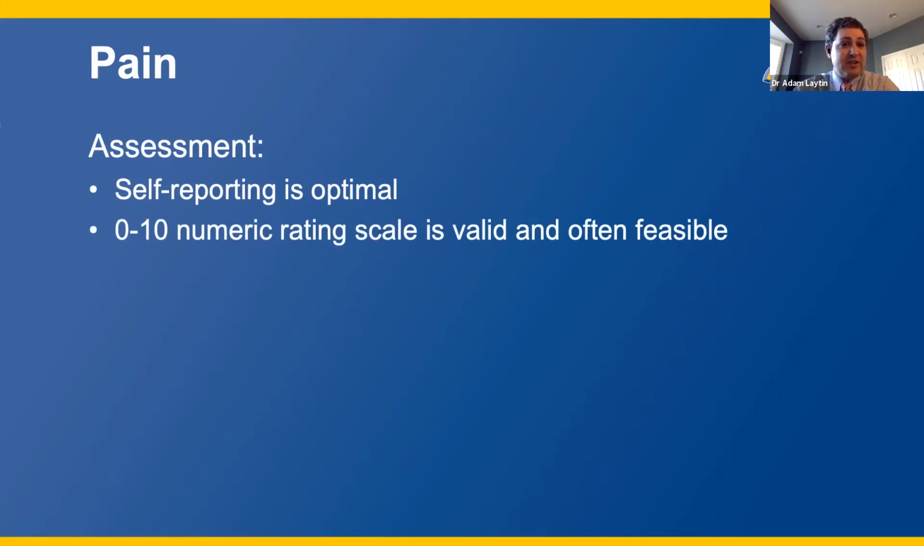We tend to use a 0 to 10 scale. This has been well validated and is often feasible. When that's not feasible, something like a visual scale of smiling faces to frowning faces can be a way for patients to explain. It can be very helpful as a patient is early in their critical illness to help to explain those metrics and orient them to that pain reporting system.